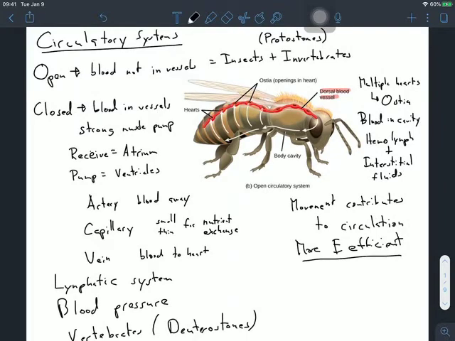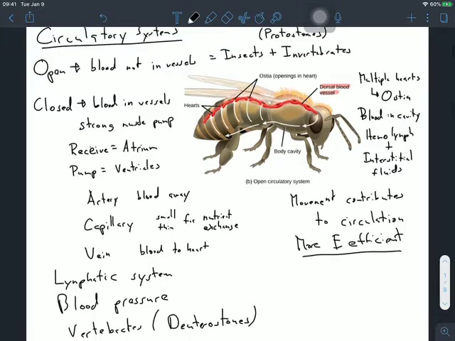They are more complex, and I do encourage those of you who want to go into insect biology or entomology to read further from your textbook. But now we get to discuss the evolution of the closed circulatory system.